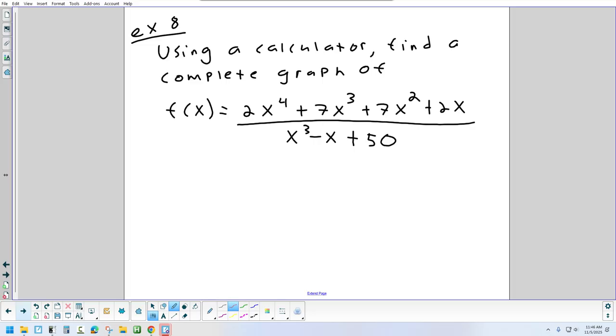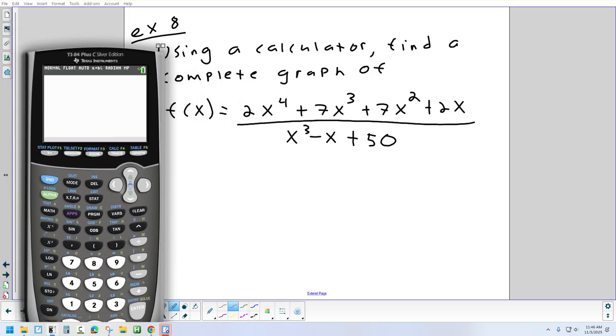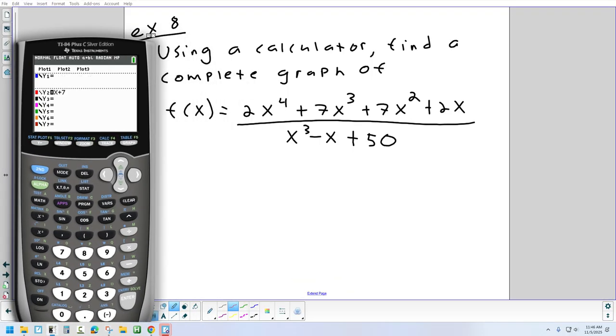What kind of asymptote, what kind of degree asymptote should we be expecting here for the EDA? First degree, right? That's y equals mx plus b. That's a slanted asymptote. So let's put it in, and we're going to start with zoom 6 and see what we've got.